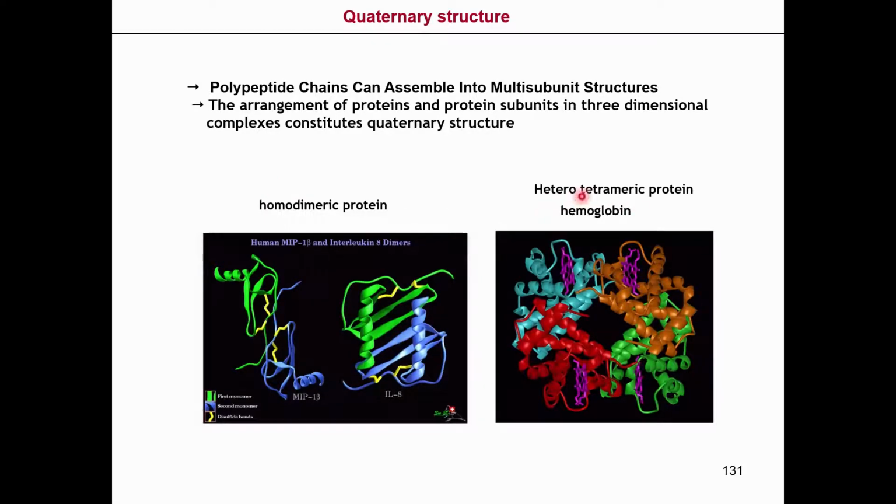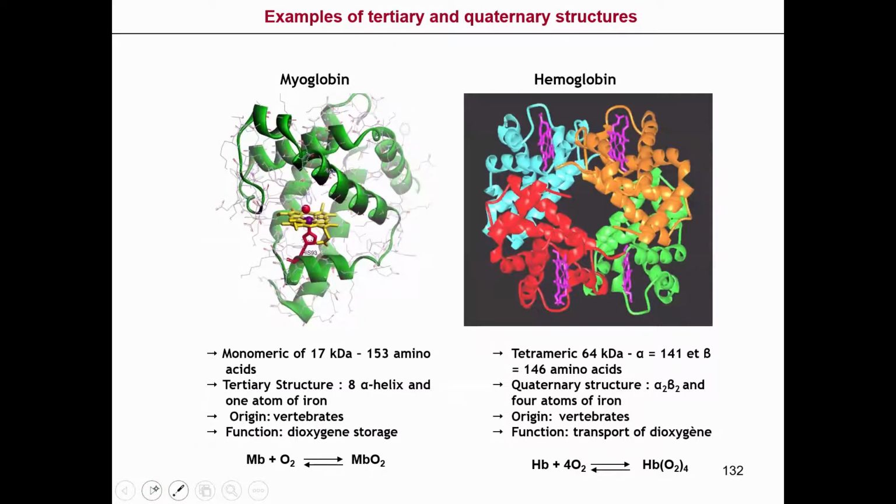You can have heterotetrameric proteins. It means that you have 4 polypeptide chains, 4 subunits, but which are different to each other. So not next week, but the week after, we will see myoglobin and hemoglobin, and we will see that the quaternary structure of hemoglobin is very important.